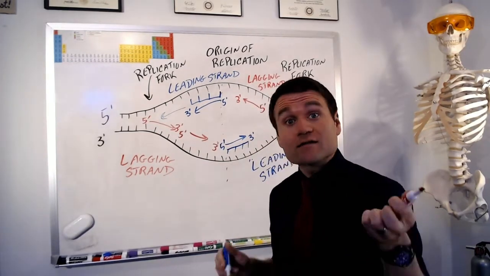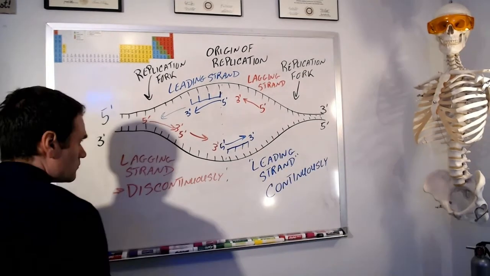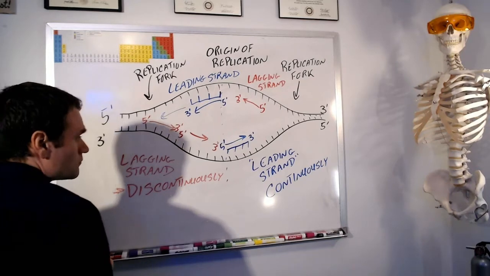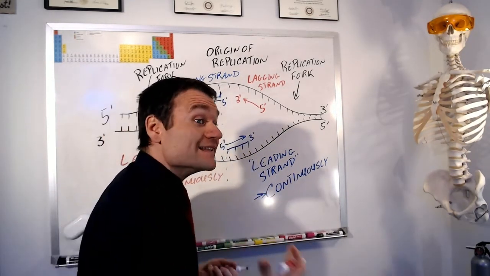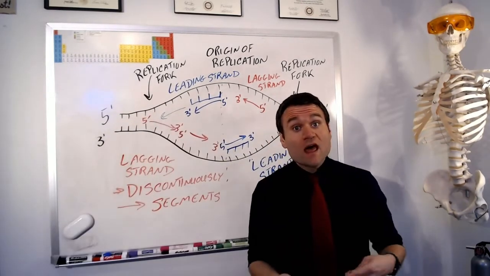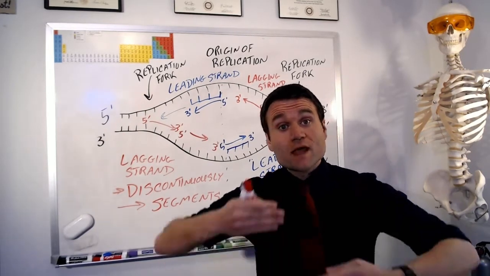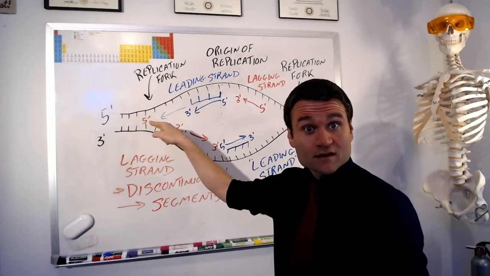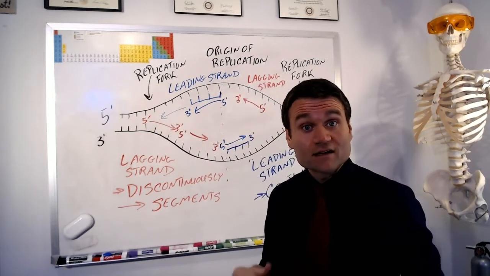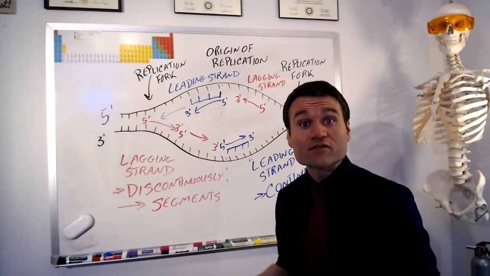The leading strand can be replicated continuously, whereas the lagging strand has to be replicated discontinuously. Discontinuously means that we have to do it in segments. Okay? That's all this means. You can only replicate DNA in the 5' to 3' direction, and because the strands are anti-parallel, if one strand is replicated continuously, the other strand has to be replicated discontinuously. It's got to be done in little segments because proteins don't have any method of solving that problem.